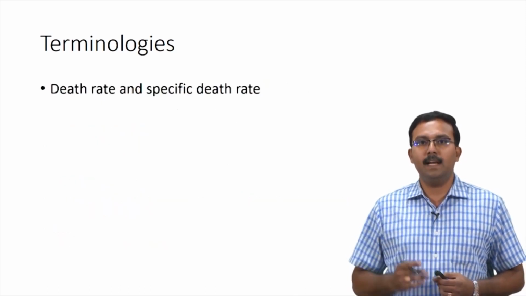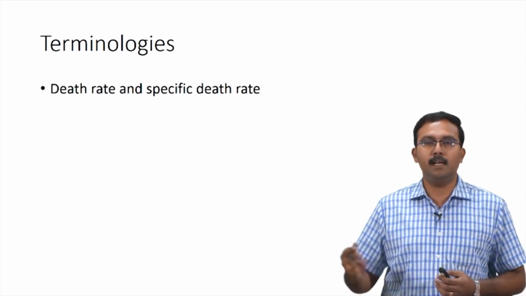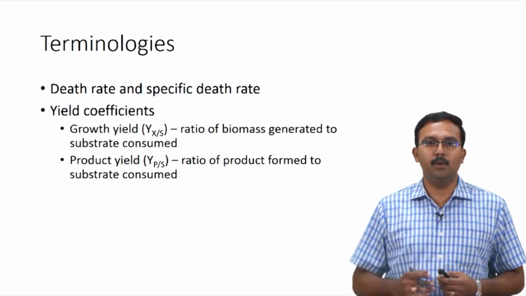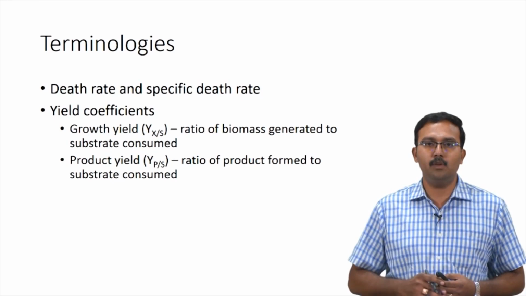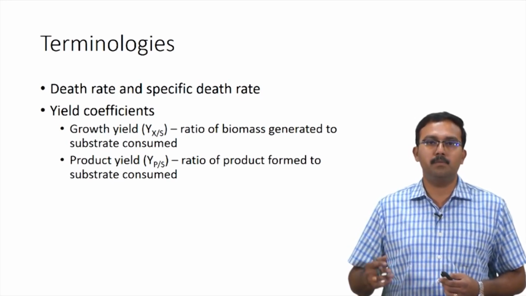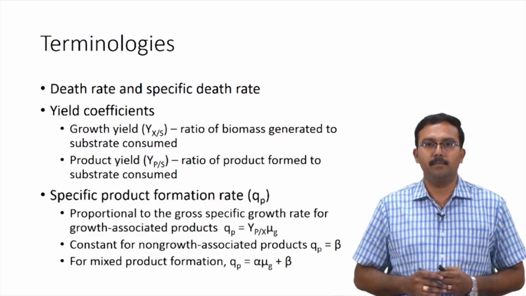There is also death rate and specific death rate, which can be defined similar to growth rate and specific growth rate. You have yield coefficients, where growth yield would be the ratio of biomass generated to the substrate consumed, and product yield would be the ratio of product formed to the substrate consumed. You also have a term called specific product formation rate.